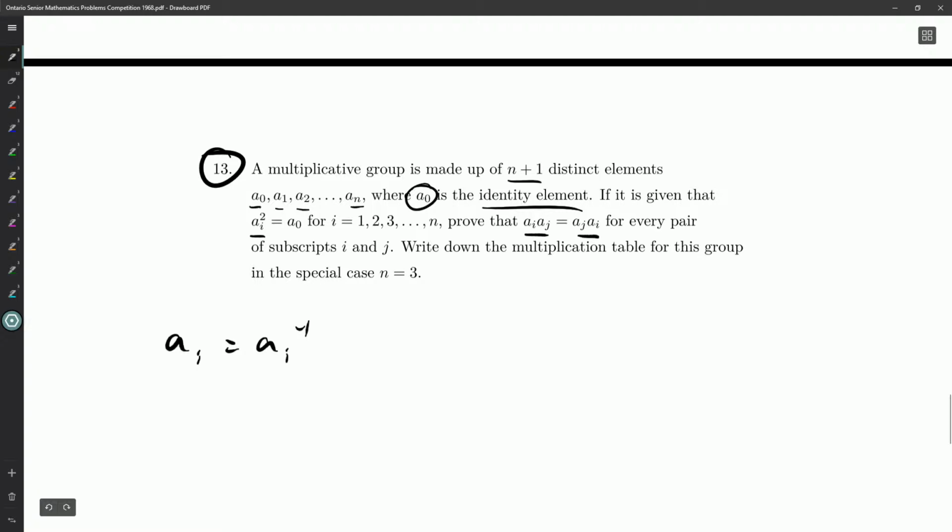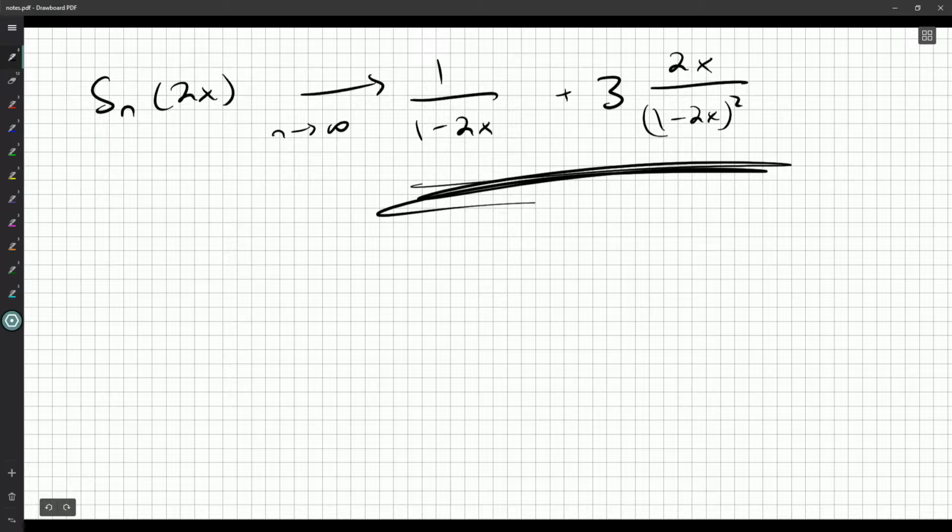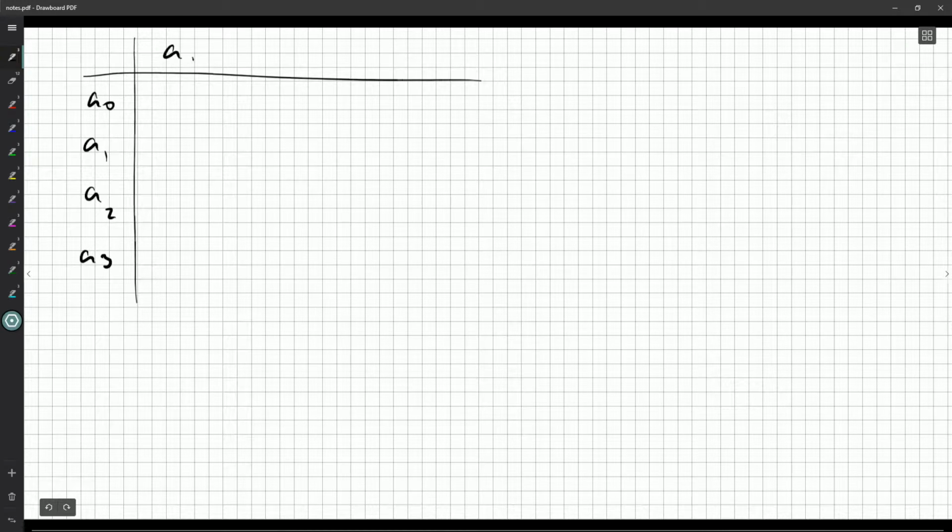Okay, and they also want me to write down the multiplication table for this group in the special case where n is equal to 3. Okay, I can already fill in at least that part. Because if n is 3, I'll write down the Cayley table here, A0, A1, A2, A3. So I just have 4 elements. Now if A0 is the identity, we can fill in everything here pretty quickly.